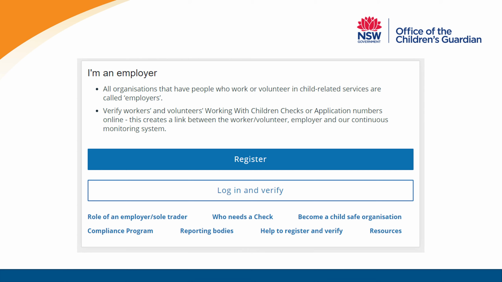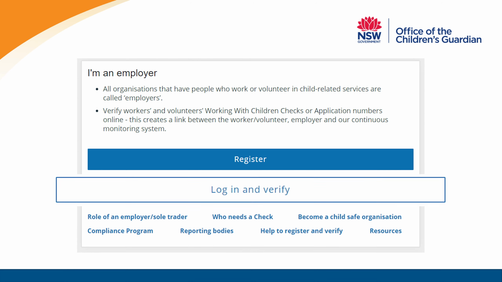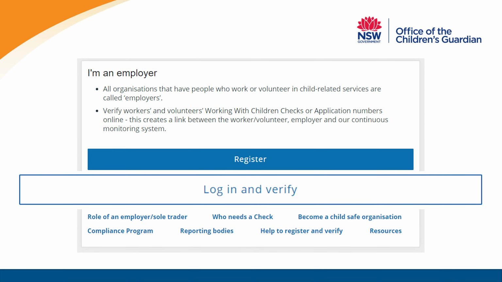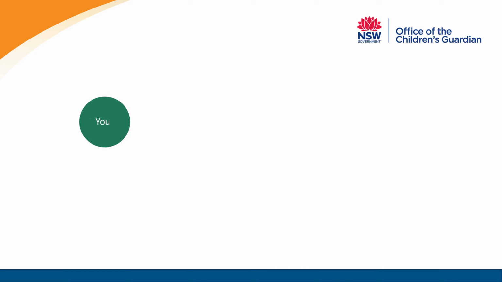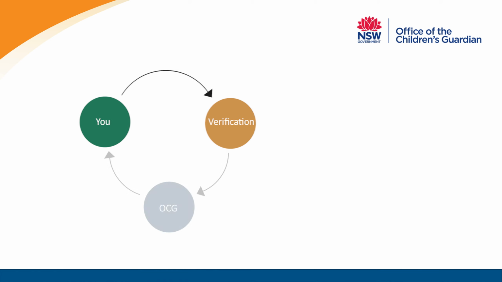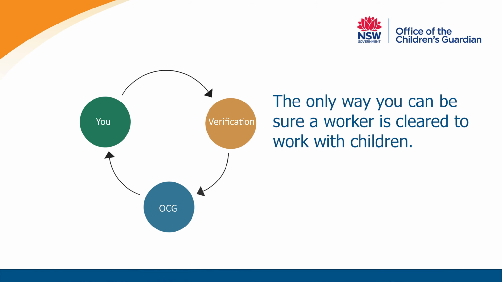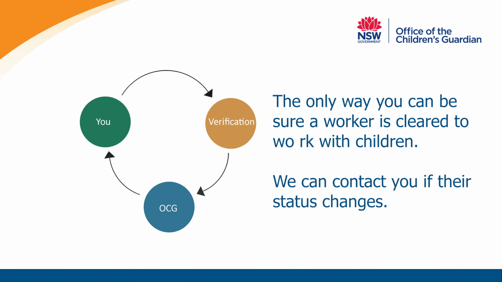Verification is one of the most important parts of compliance. By going online and confirming the status of your workers' checks, you create an ongoing link between you, the employer, the worker, and the OCG system. Verification is the only way you can know if a person is currently cleared to work with children. It also gives us a way of contacting you if the status of a worker's clearance changes and they're no longer able to work with children.